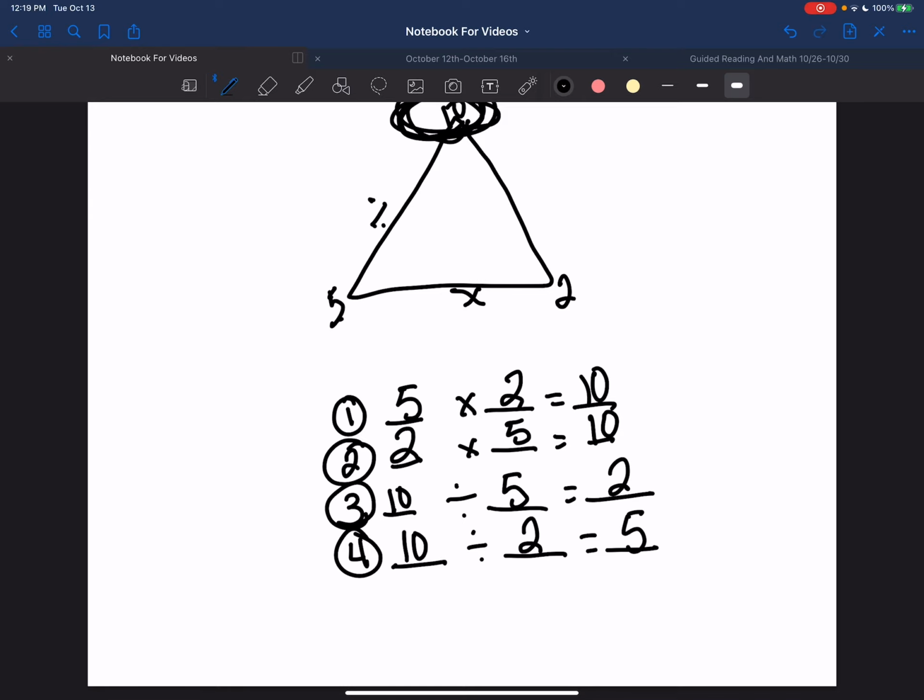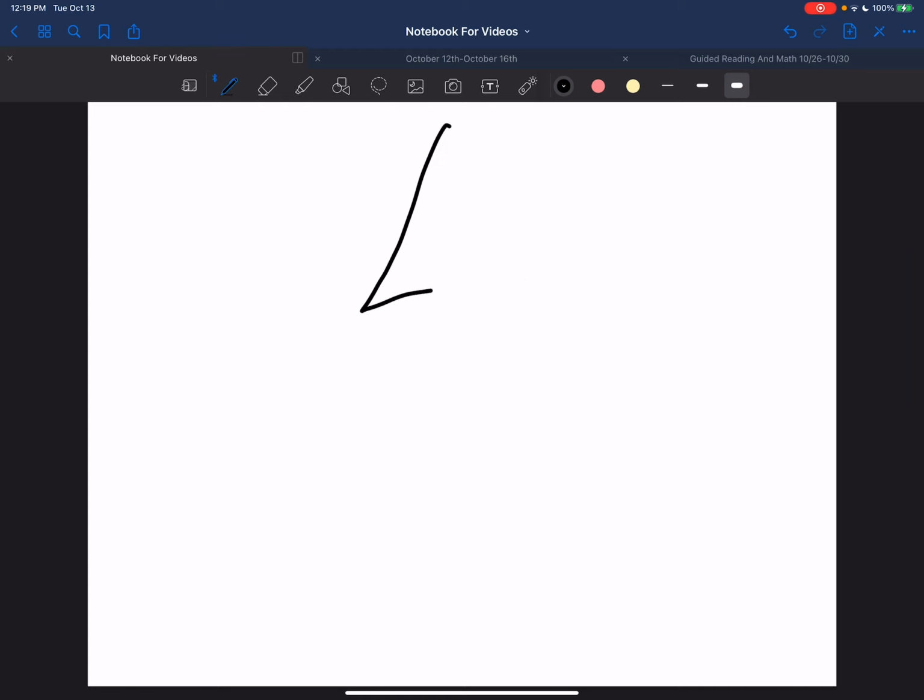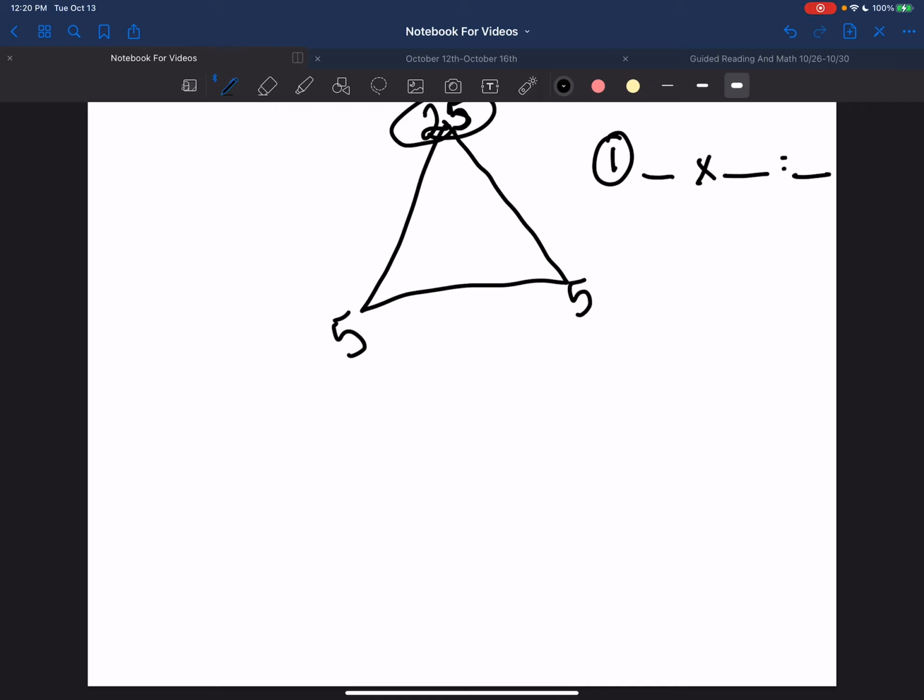All right, I do want to show you one where the factors are the same. So if you look at this triangle, you can see that 5 and 5 are the same number. So when you have two of the same factors, then you only have two problems because, and I will explain, when you flip-flop, it's the same number. So let's look at the first one. Remember, the total is at the top of our triangle, so it would be 5 times 5 equals 25.